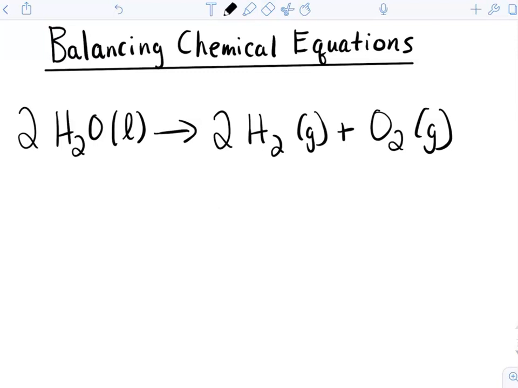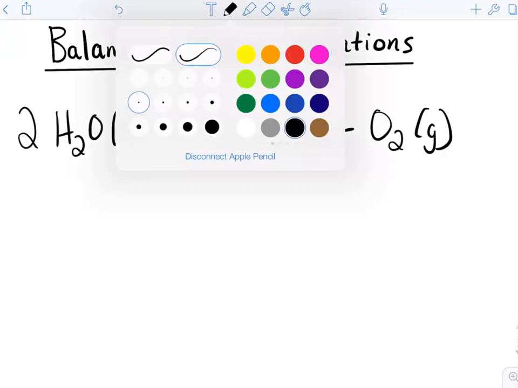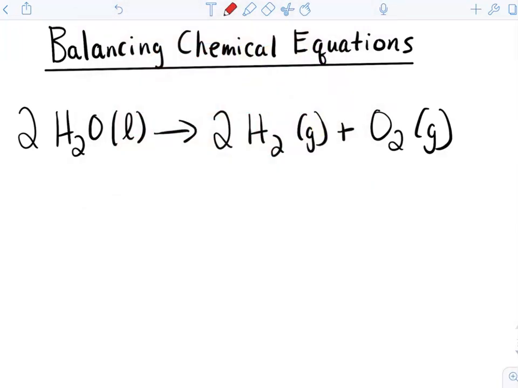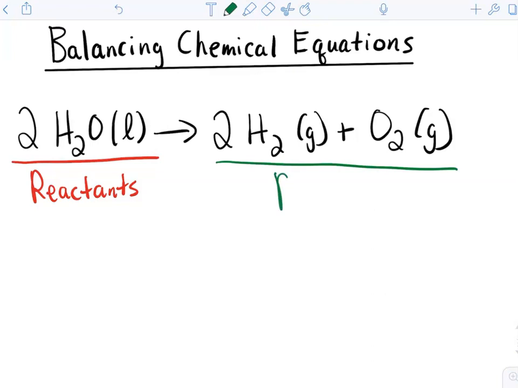Hey everyone, in this video we are going to be talking about balancing chemical equations. So you can already see here that I have the decomposition of water written down, but I want to talk about the parts of a chemical reaction again just as a review. If you remember, we start out with our reactants, we can think of those as our ingredients, and then we form our products.